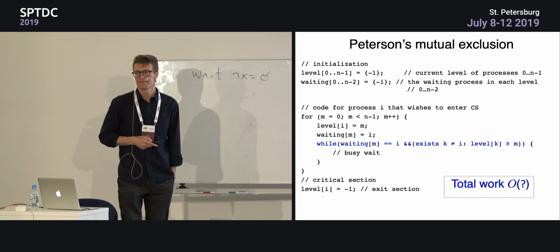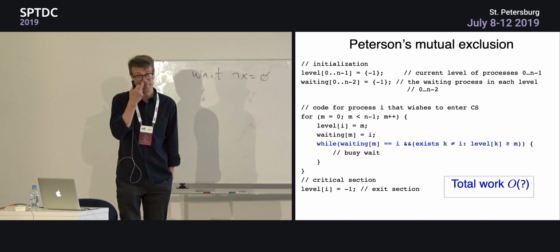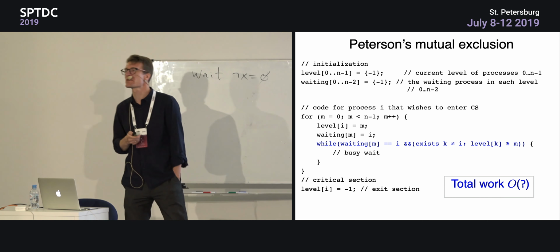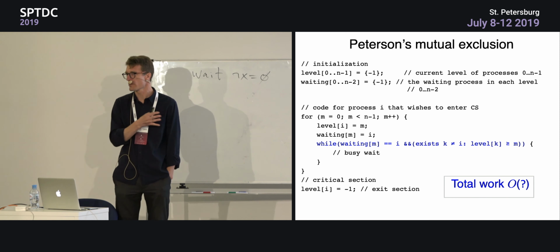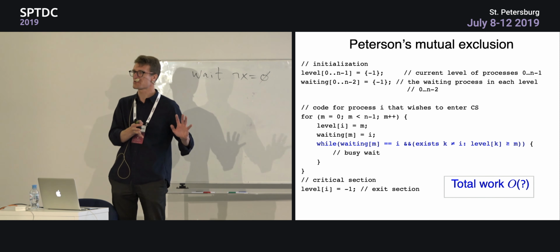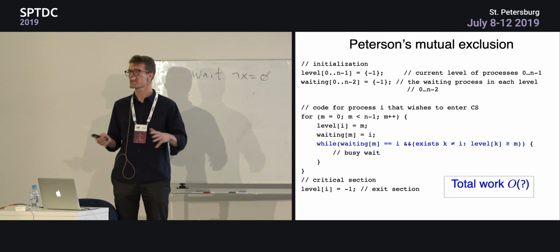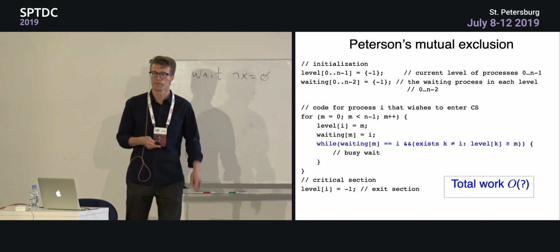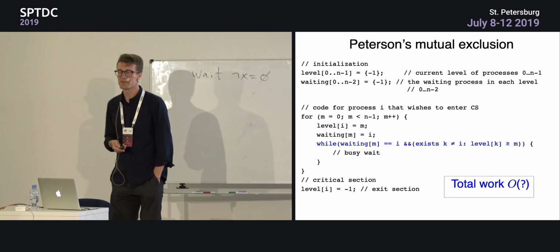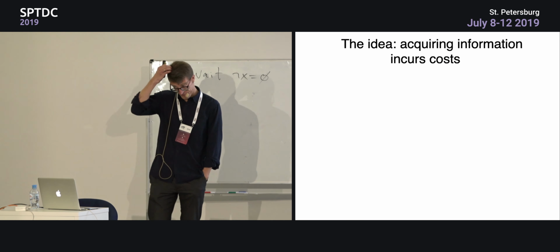Another exercise: what is the total work of this algorithm? N squared. Well, prove it. And actually, it's interesting to prove it for both models, cache coherence and DSM, because DSM is a bit special, since you need to assign variables to processes, and so it's not n log n. So it's suboptimal, if you want.